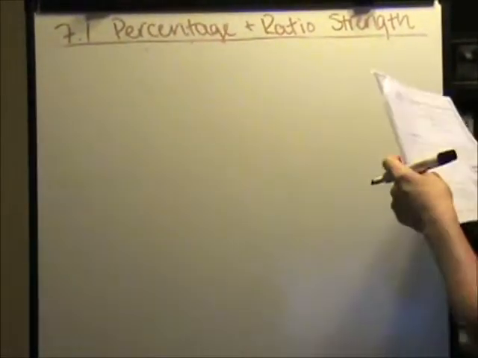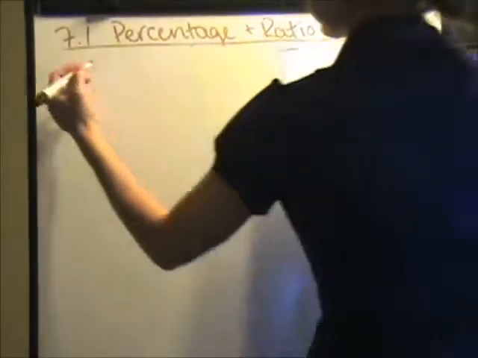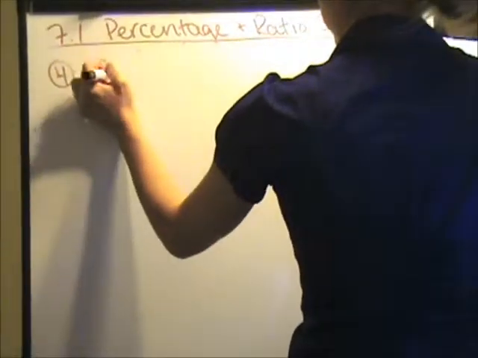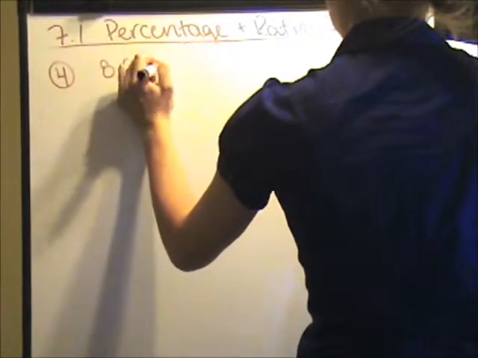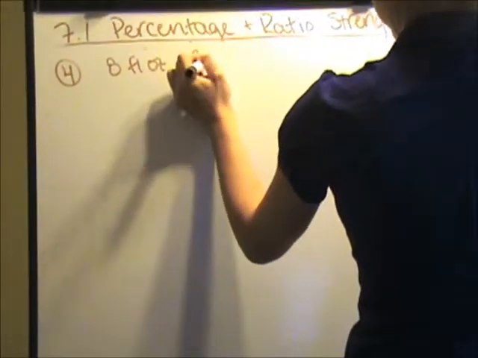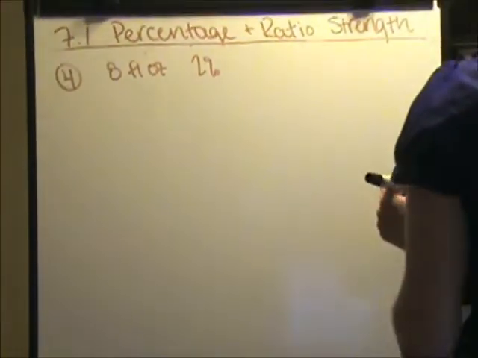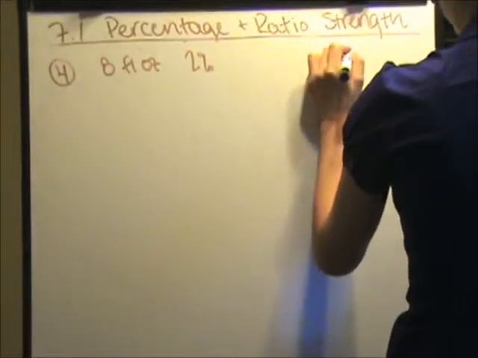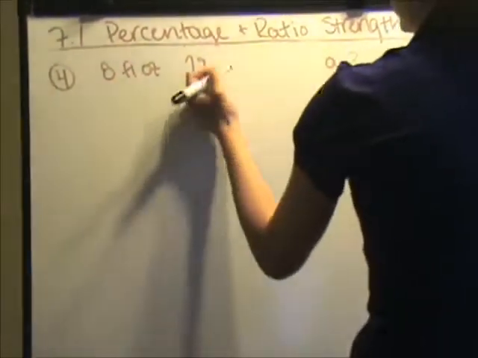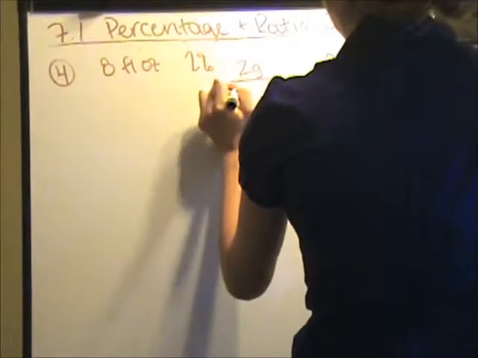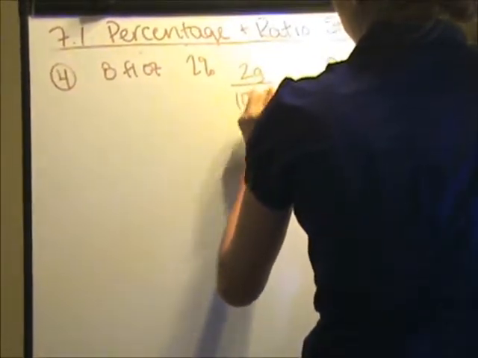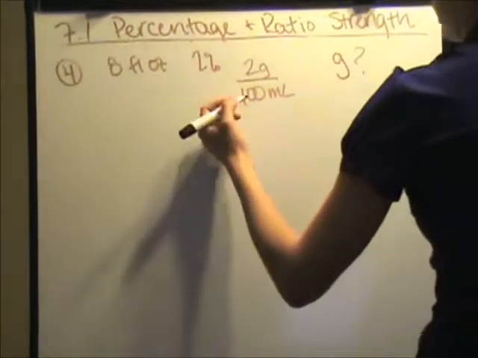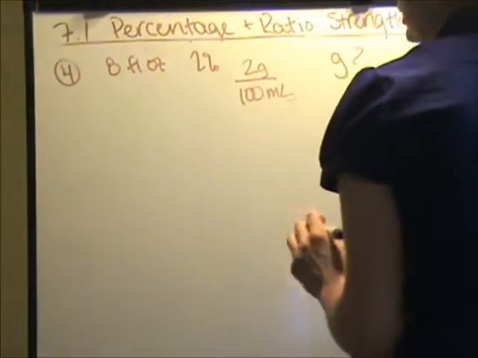Let's look at number 4. If a patient drinks 8 fluid ounces of 2% milk, how many grams of fat were consumed? So we're looking to find grams, and we know 2% is 2 grams over 100 milliliters, because we're talking about milk, so this is a liquid.